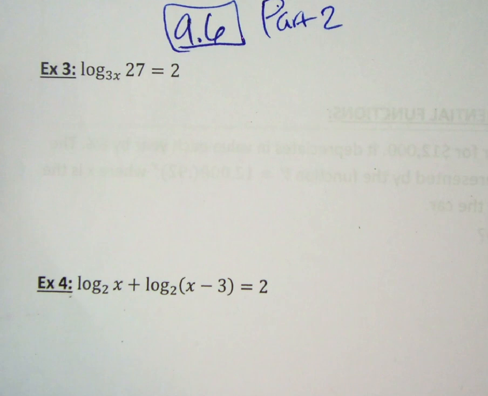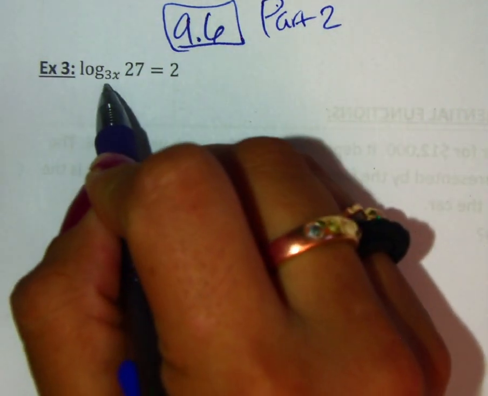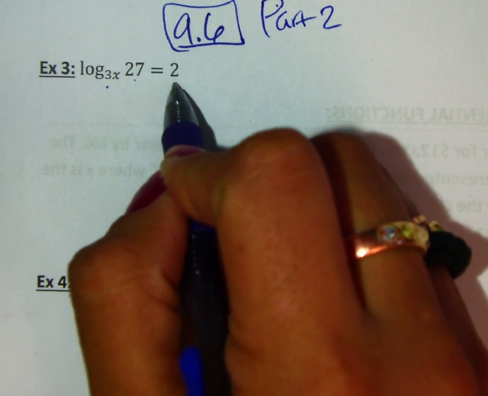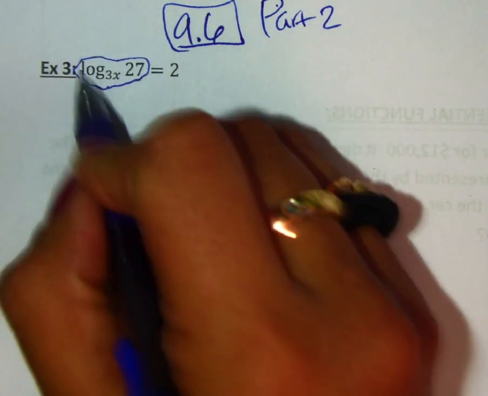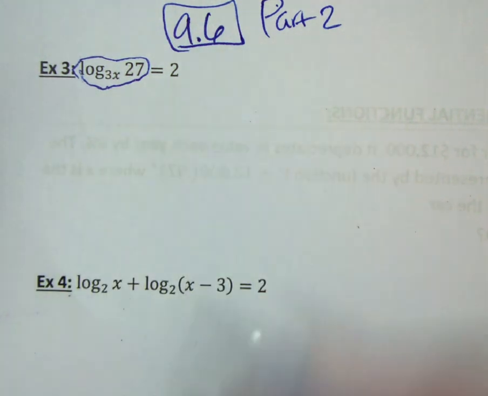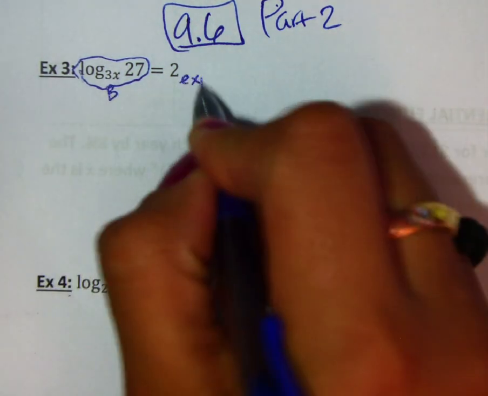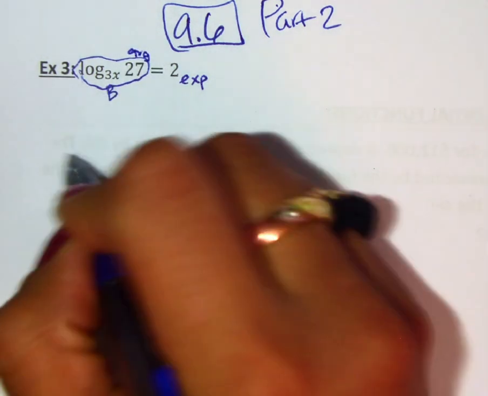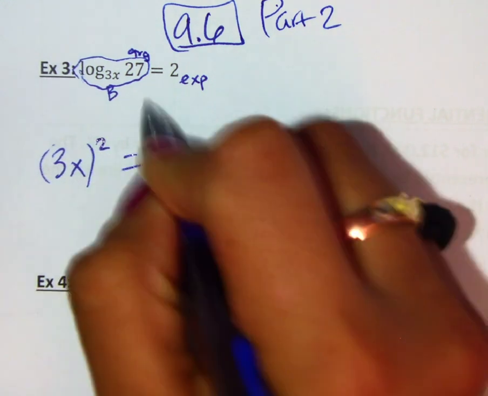Okay, we're going to look at what we're given, and we have a log with a base and an argument, and it equals an answer. So when we don't have anything else around the log, we just need to undo the log. So here we're going to identify the base, the exponent, and the argument, and rewrite it as a base of 3x, exponent of 2, and argument of 27.